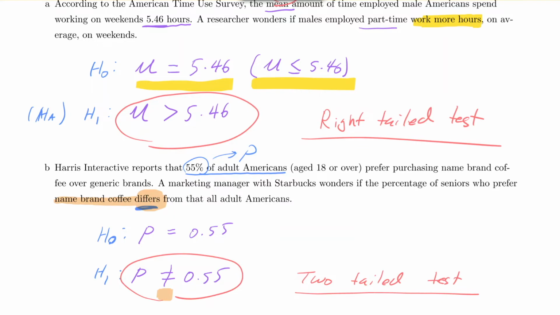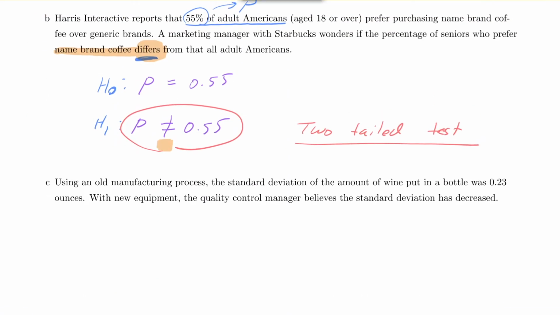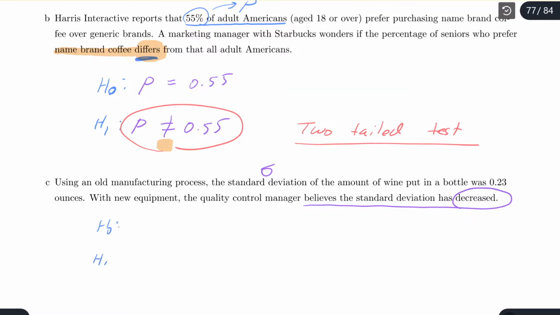So let's look at part C. Using an old manufacturing process, the standard deviation of the amount of wine put in the bottle was 0.23 ounces. With new equipment, the quality manager believes the standard deviation has decreased. Here we're dealing with standard deviation. So when we form the hypothesis statements, we have to use standard deviation as a parameter. And the quality manager believes standard deviation decreased. That means less than 0.23, less than 0.23.